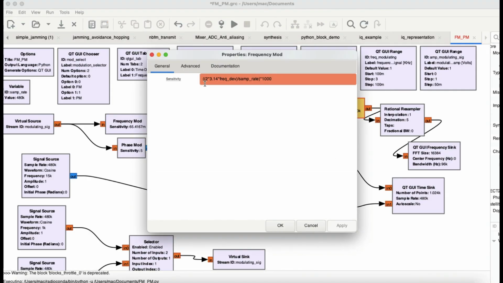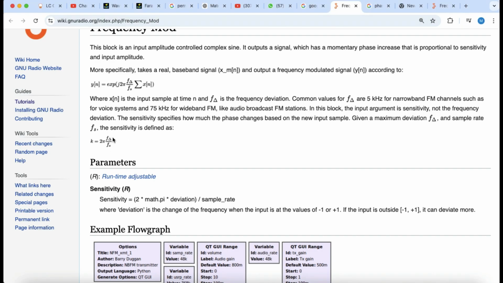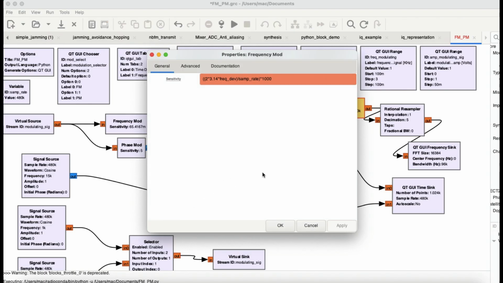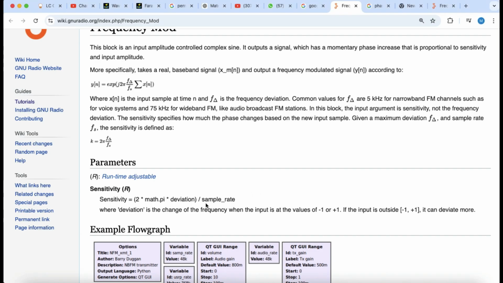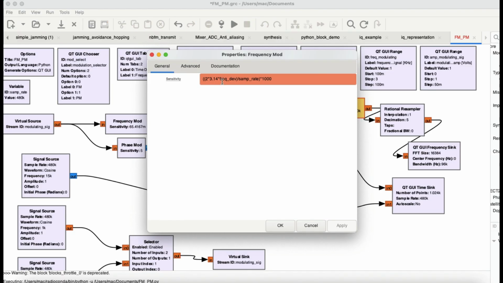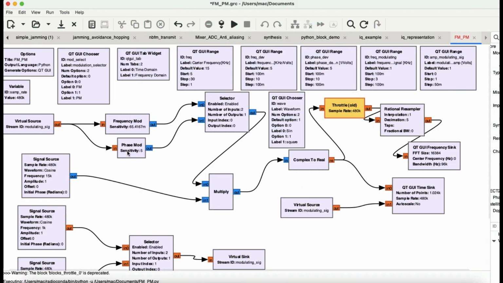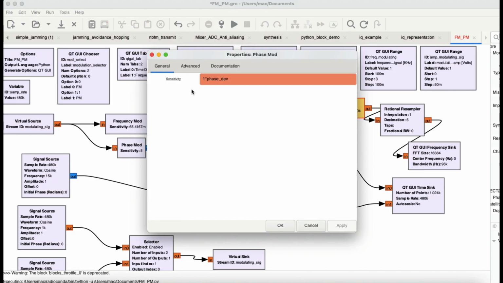So, based on the block that you normally see, 2 times pi times frequency deviation, whatever that value is as per the GUI slider, divided by sample rate. The default value is 5 divided by sample rate, times 1000. This is the value that you will get. Now if you look at your phase modulation, the phase mod block, this is also 1 times phase dev.